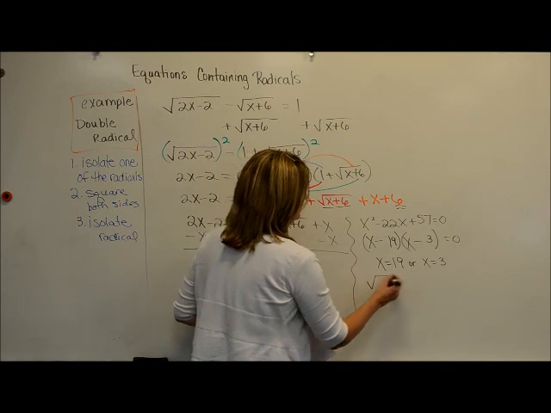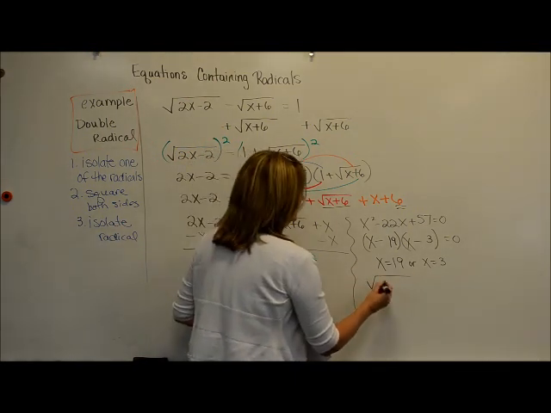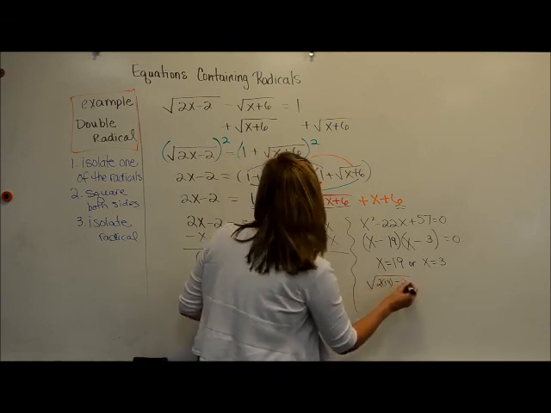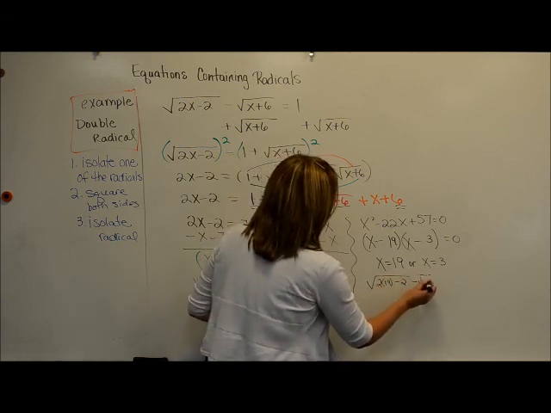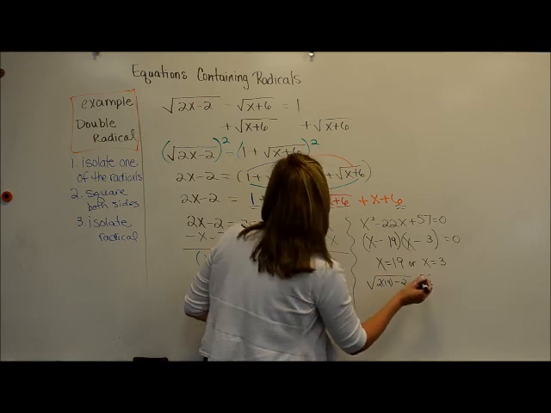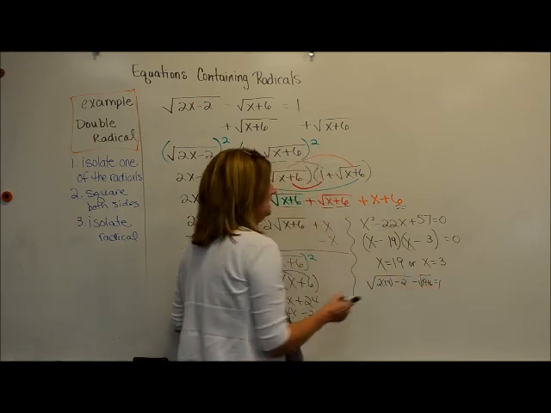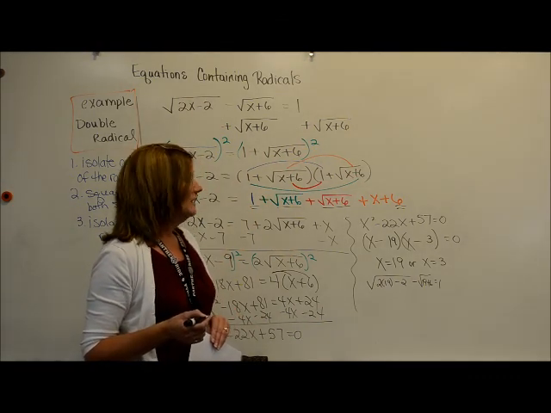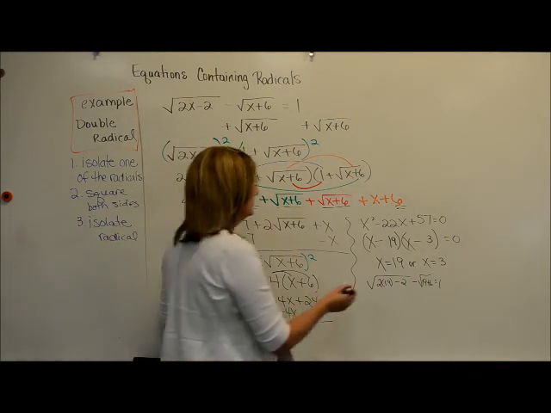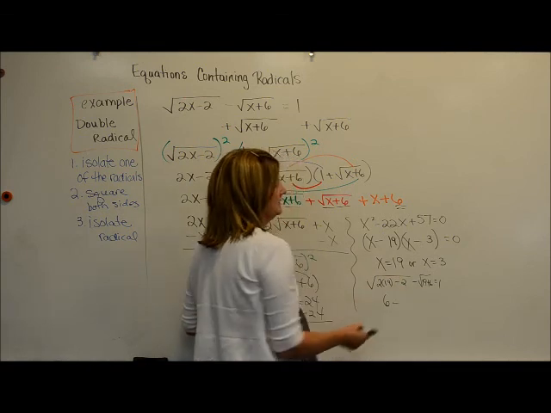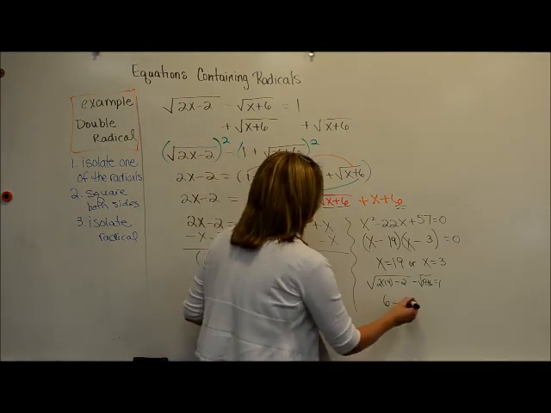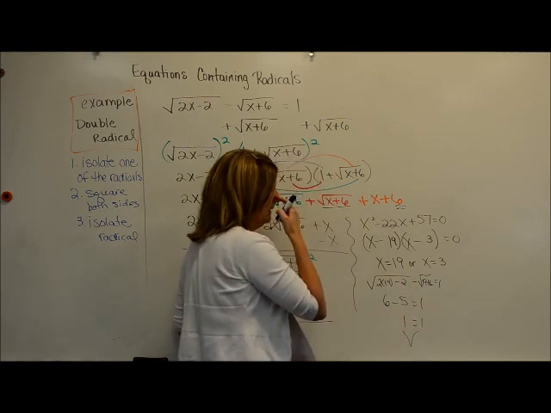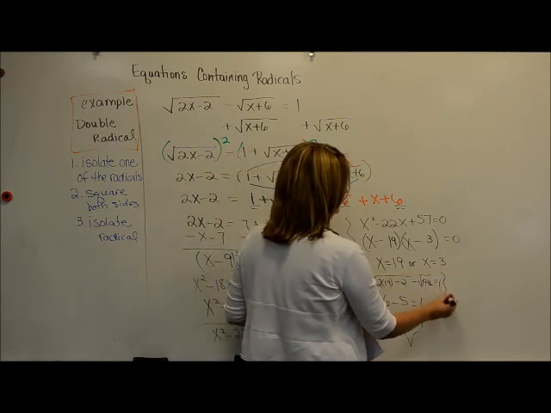So I have square root, let's see, 2 times 19 minus 2 minus square root 19 plus 6 equals 1. 2 times 19 is 38. Minus 2 is 36. So square root of 36 is 6. 19 plus 6 is 25. Square root of 25 is 5. And 1 equals 1, and that one checks out. But you still have to do this, the 3.